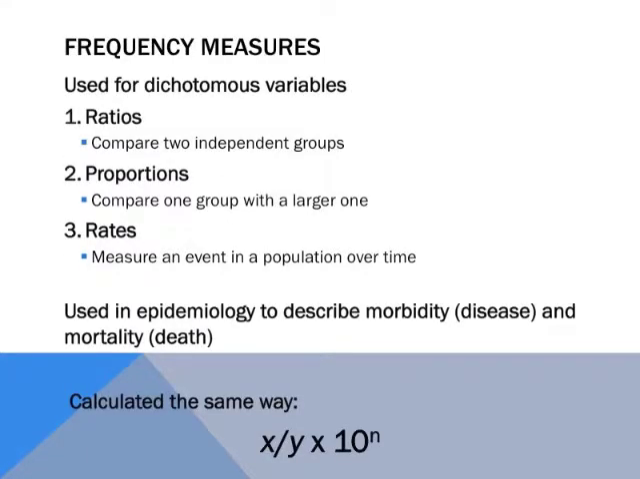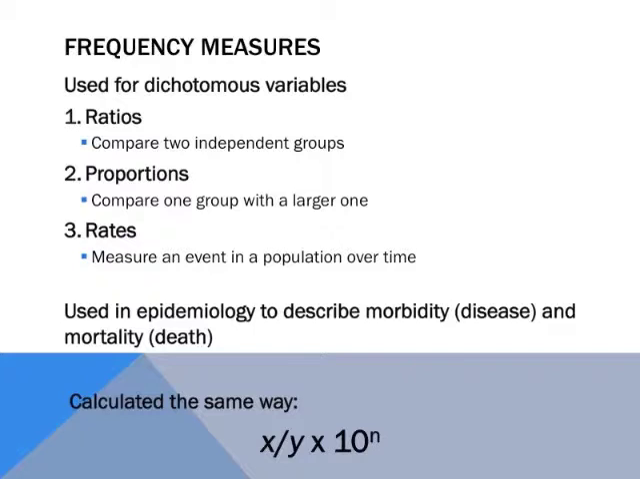There are three kinds of frequency measures used with dichotomous variables. Dichotomous means two-level, like present or absent, yes or no, and variables may refer to any characteristics under study. These frequency measures are ratios, proportions, and rates. We use a ratio to compare two independent groups, a proportion to compare one group with a larger one to which it belongs, and a rate to measure an event in a population over time. Ratios, proportions, and rates are used in epidemiology to describe morbidity, that is disease, and mortality, death.